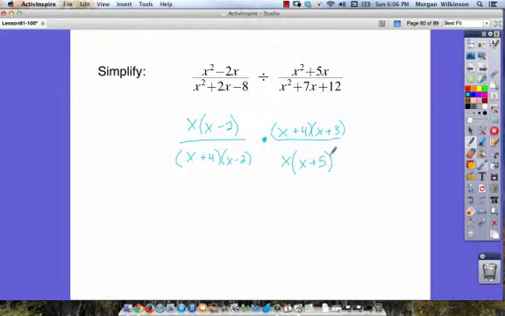And now we just need to simplify before we multiply. We've got x plus 4 and x plus 4. What else do you see? Well, hopefully you said x minus 2 divided by x minus 2 is 1, and hopefully you said x divided by x is 1. So we're left with our answer: x plus 3 all over x plus 5. We can box that, and then we move on to our next question.